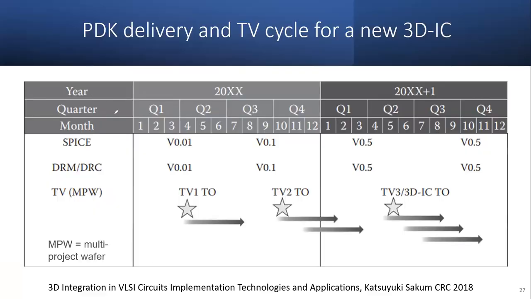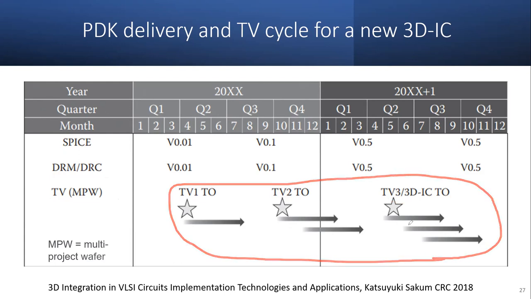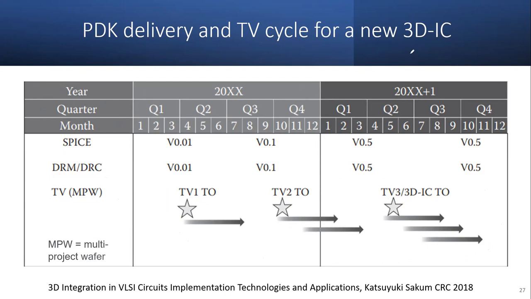And in terms of the foundry, how they develop a new 3D IC, this is roughly a PDK delivery versus the test vehicle cycle, and the test vehicle cycle is placed on the multi-project wafer. A foundry will usually let you have some wafers. You do your test on that, and this is roughly in terms of time. You run through the factory with test vehicle one, test vehicle two, and then three. You can do this by sharing with the foundry, or they do it themselves, like TSMC with its CoWoS development. That's roughly the idea in a real foundry.